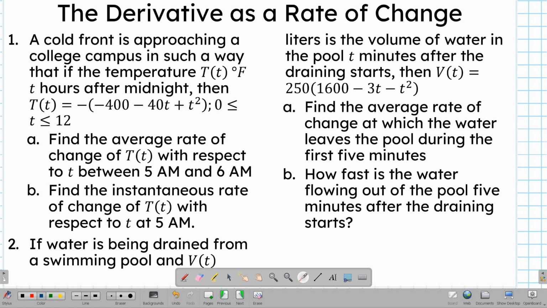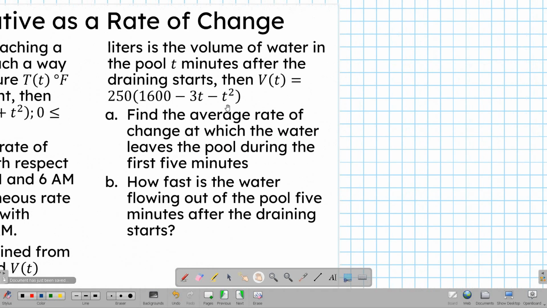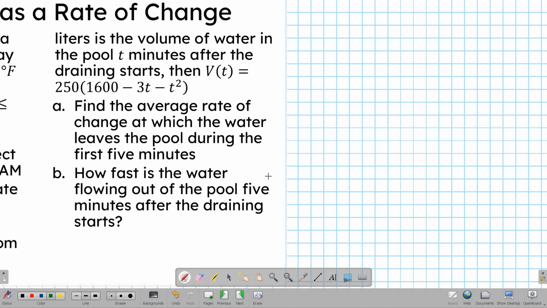We have V of t. For 2a, V of t would equal, we can already distribute the 250, and that would be 400,000 minus 750t minus 250t squared.